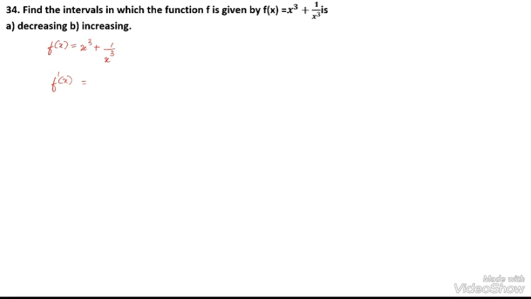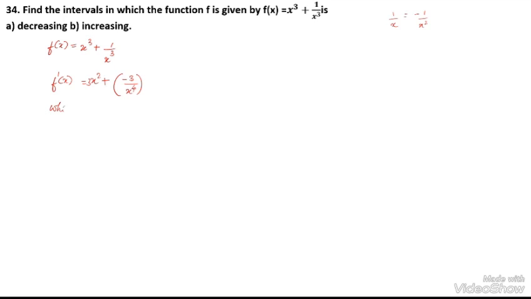What is the differentiation of x cube? It becomes 3x square, plus what is the differentiation of 1 by x cube? That is minus 3 divided by x to the power 4. We already know that differentiation of 1 by x will be minus 1 by x squared. Similarly, using this property, differentiation of 1 by x cube will be minus 3 divided by x to the power 4.